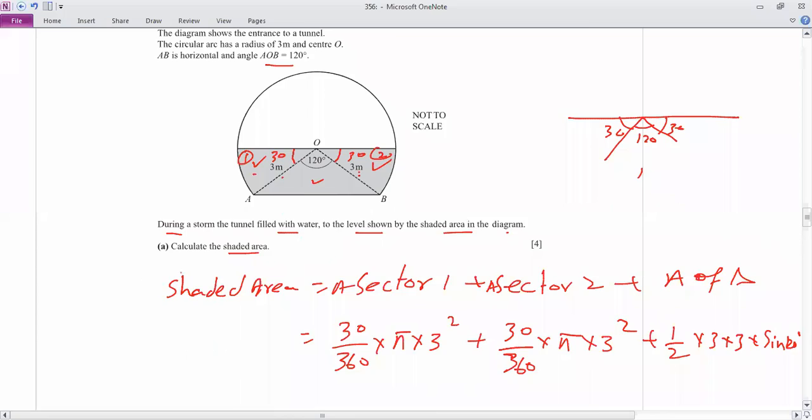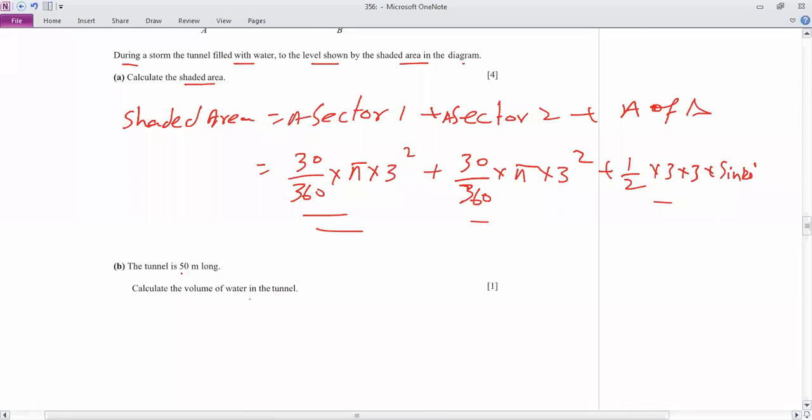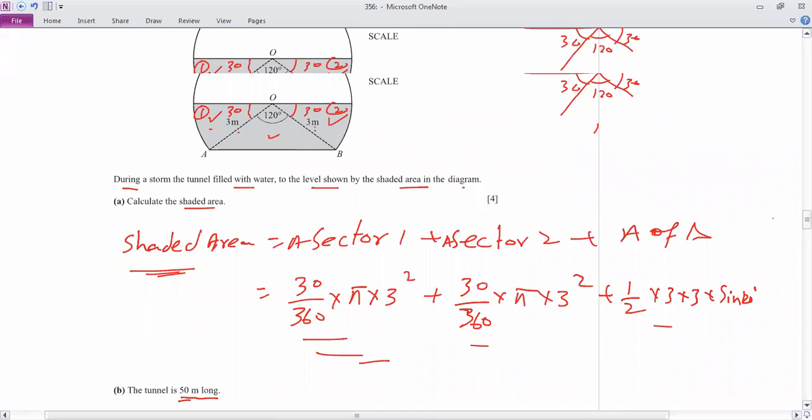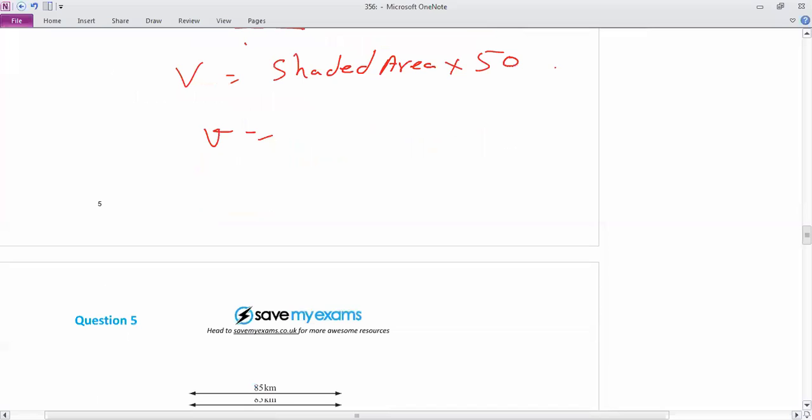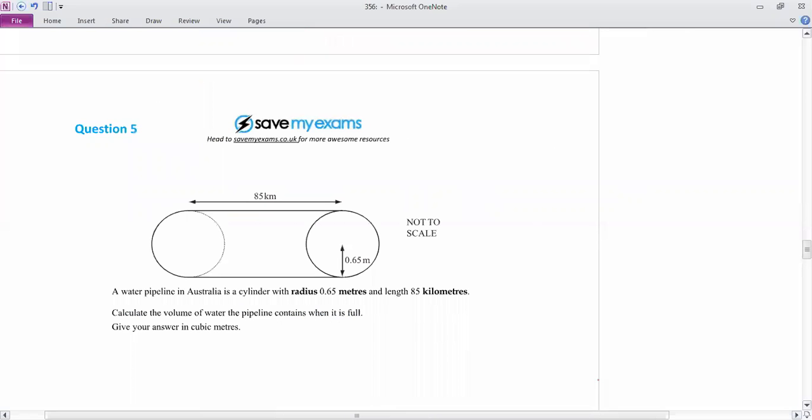The tunnel is 50-meter long. Calculate the volume in the tunnel. Whatever this area you will get, the volume will be this shaded area, because water is filled till this one. So whole through the tunnel, it will go long like this one. So you will multiply the shaded area with the length, multiply the length of the tunnel. That's it. That will give you the volume of the full water in the tunnel. Clear? Okay, keep till this one.